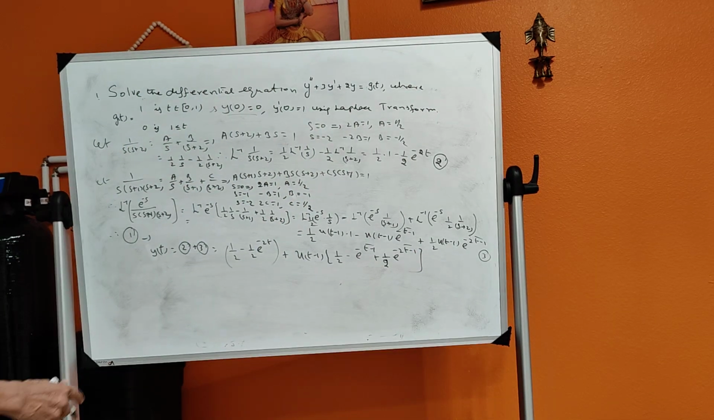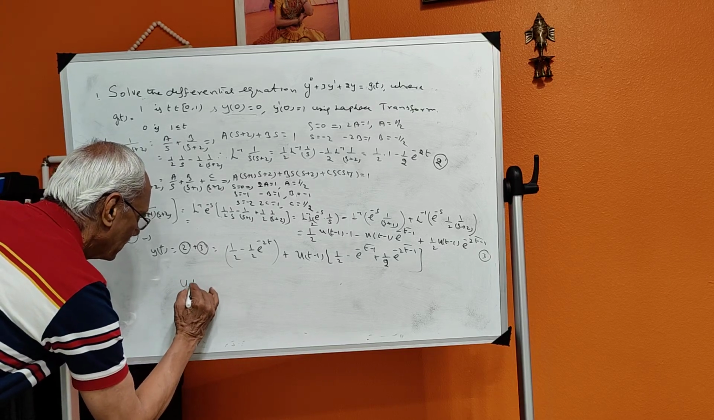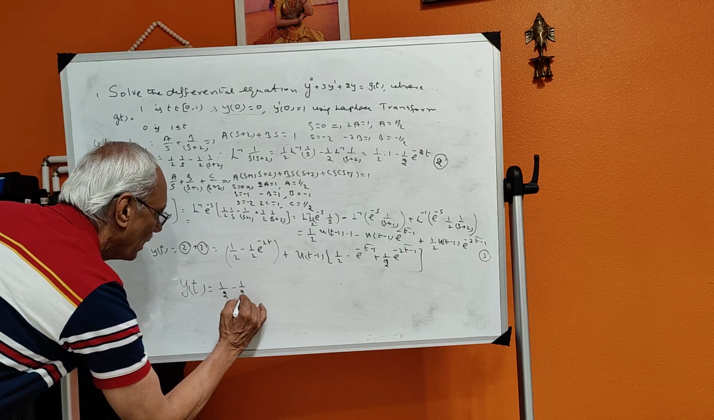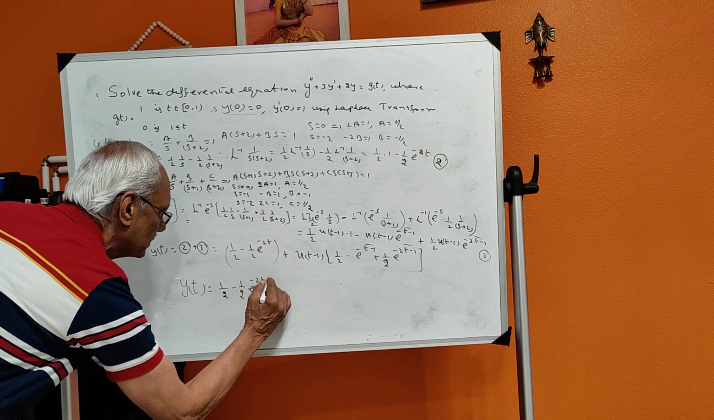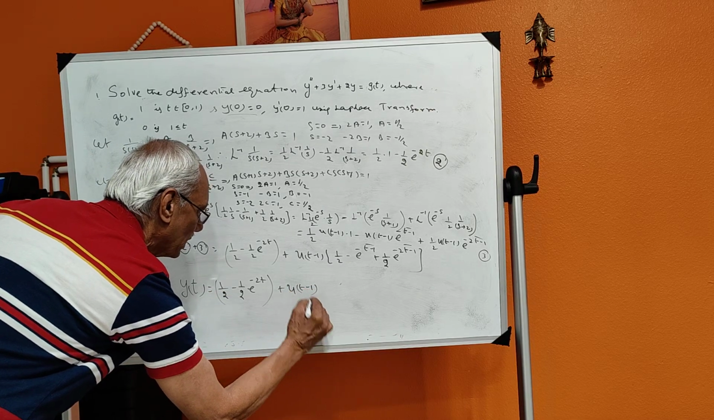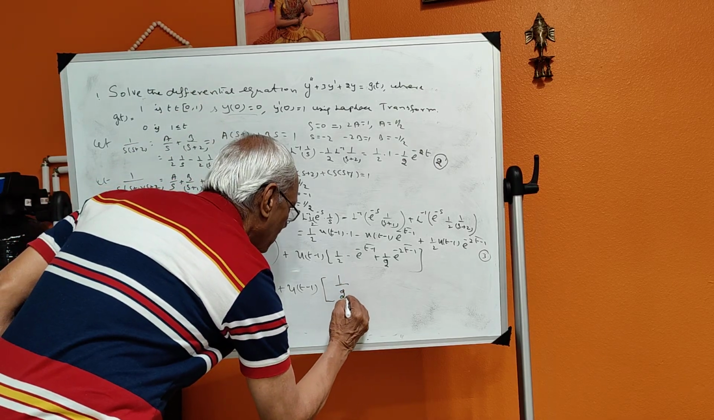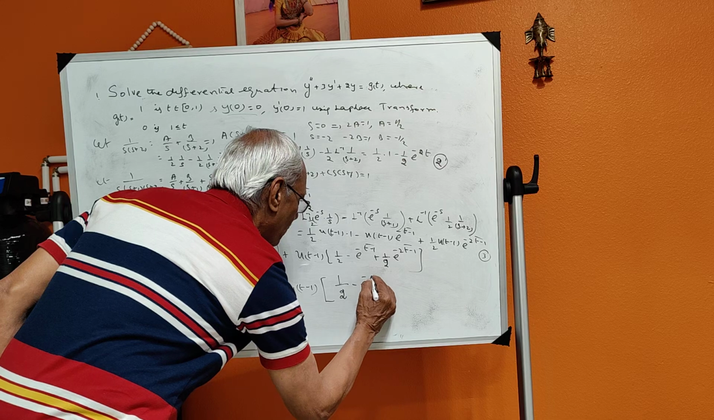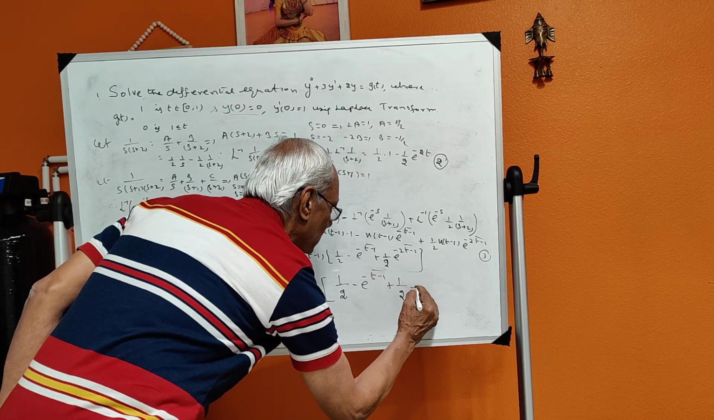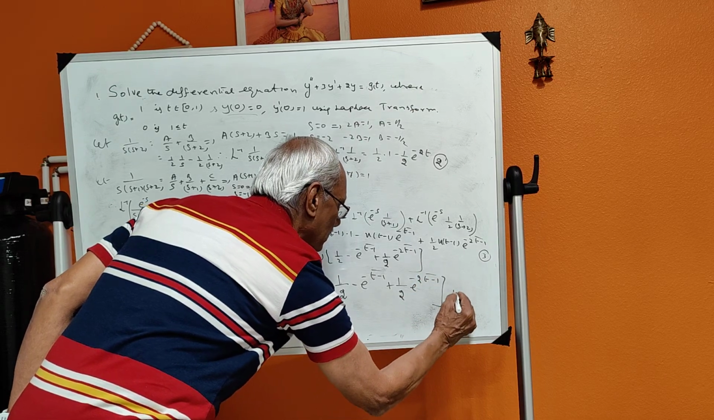Therefore, the answer is y of t is equal to half minus half into e to the power of minus 2t, plus the step function u of t minus 1 within brackets half minus e to the power of minus t minus 1 plus half into e to the power of minus 2t minus 1.